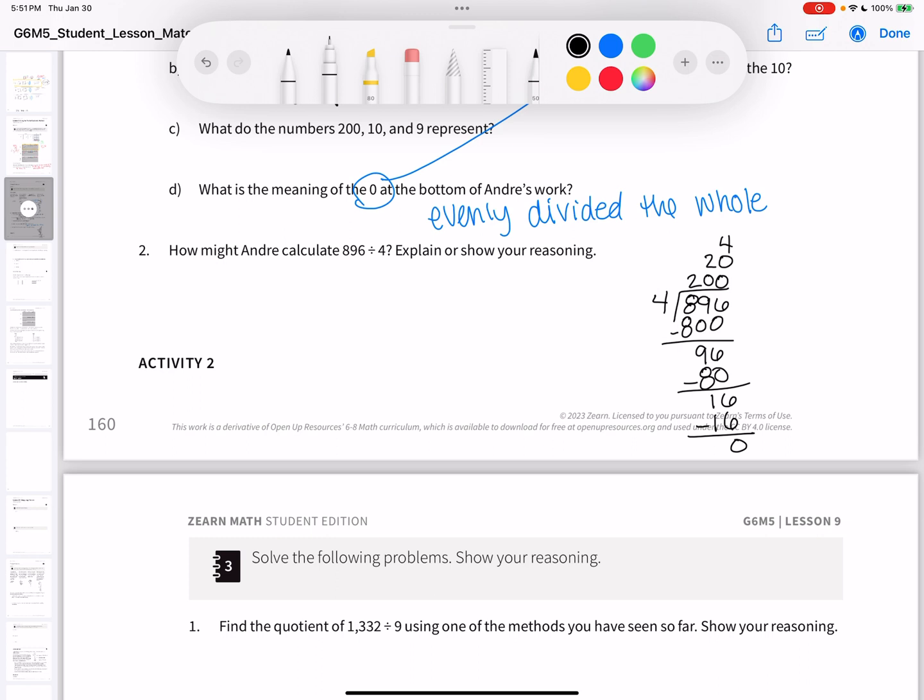Okay? Then what we have to do is add all of these up. So 0 plus 0 plus 4 is 4. 0 plus 2 is 2, and then 2. So 896 divided by 4 is 224. Okay? So partial products are just taking out bits of the whole number at a time.